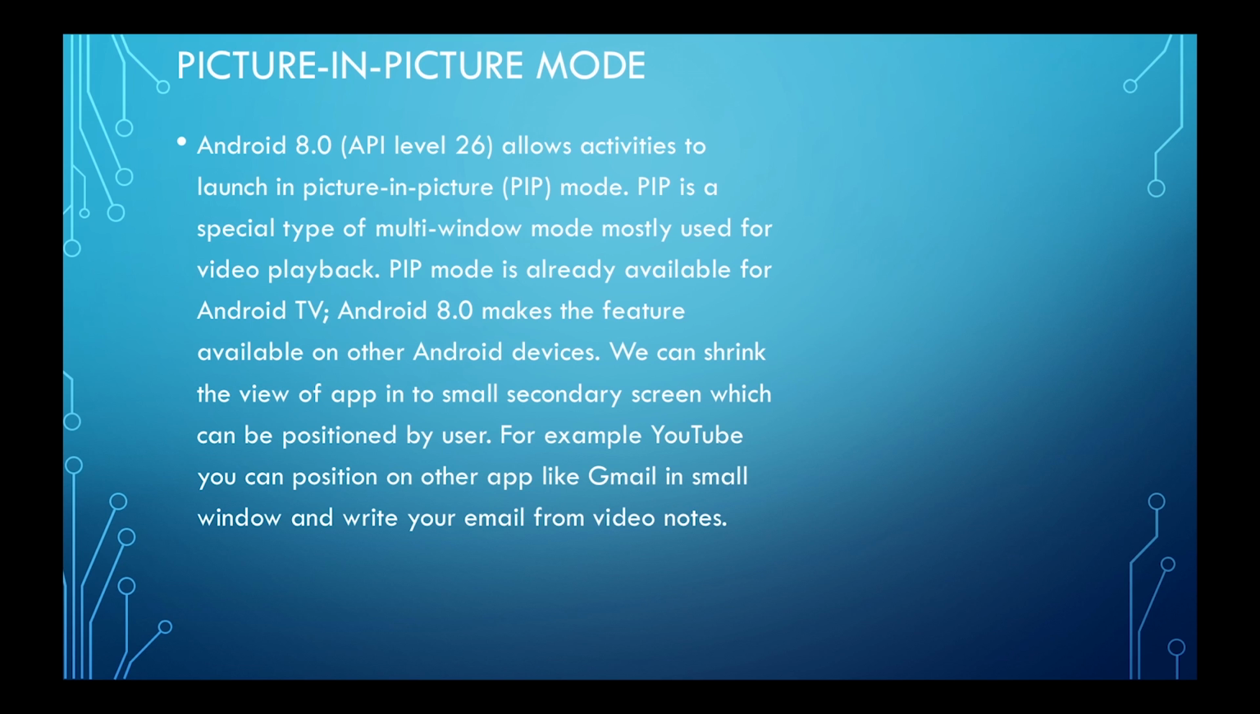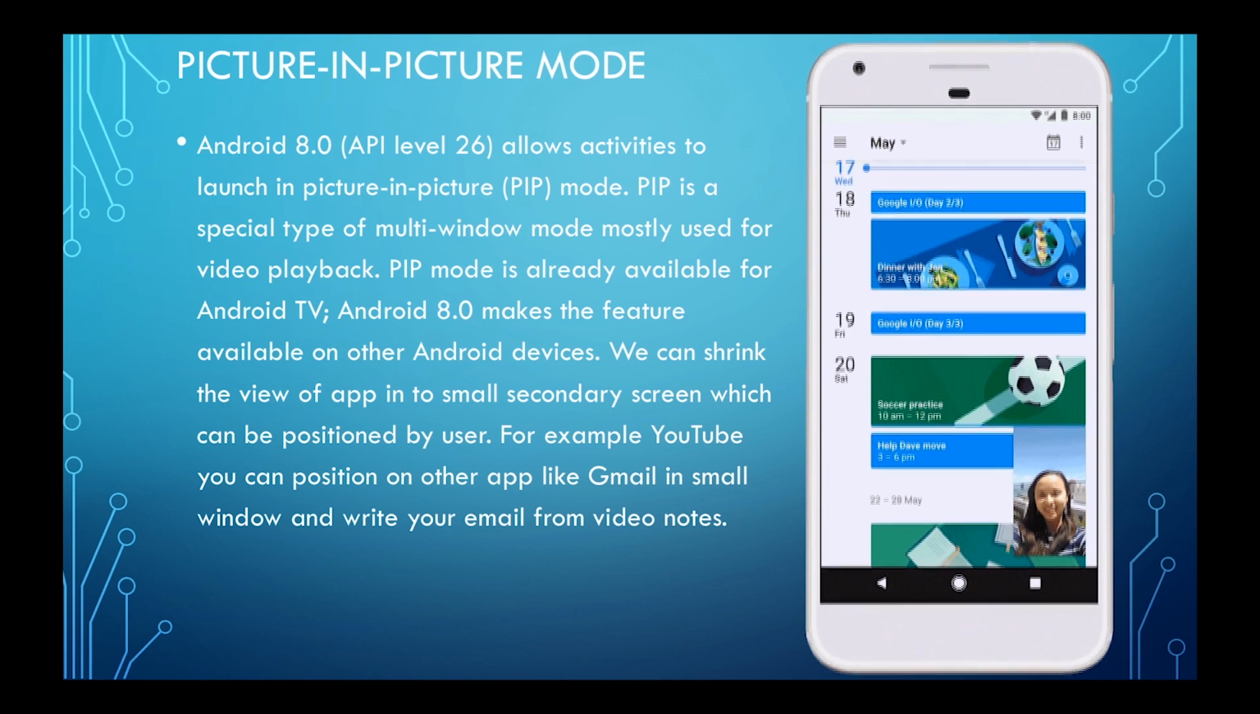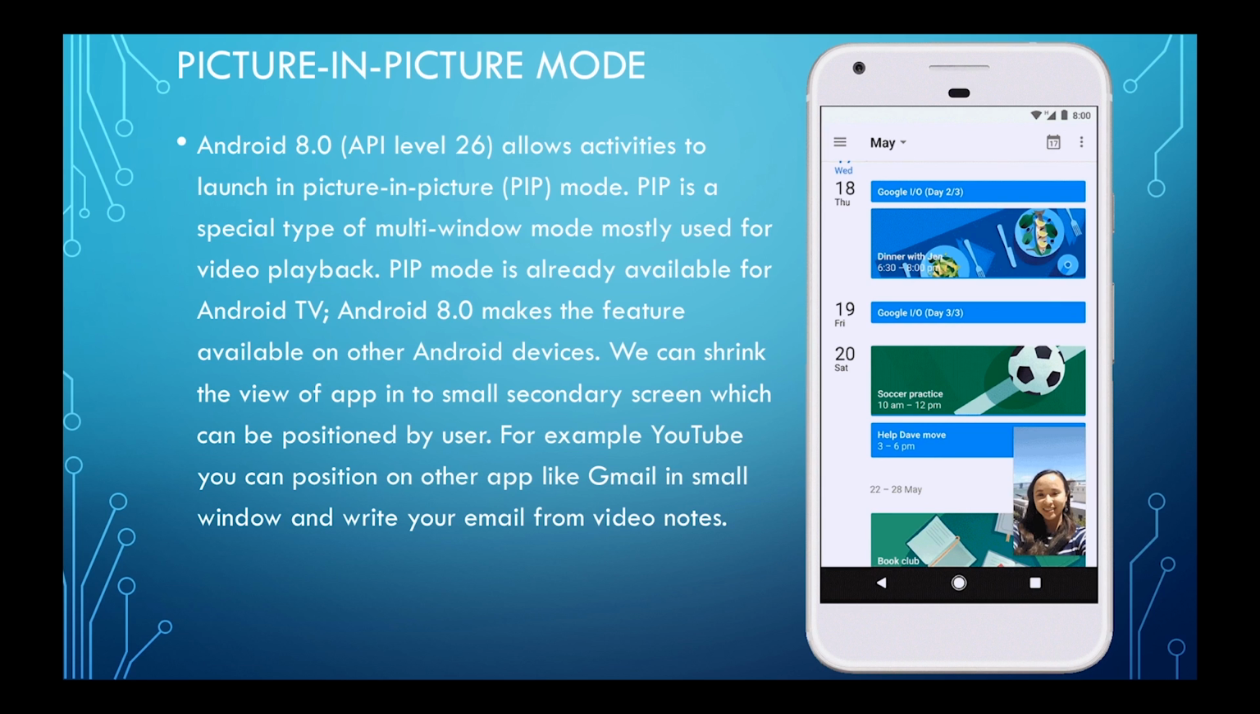Here you can shrink the view of the app into a small secondary screen, which can be positioned by you, the end user. For example, you are watching YouTube and you can position it over your other app like Gmail, and you can make your notes from watching the video. It's a very useful feature.